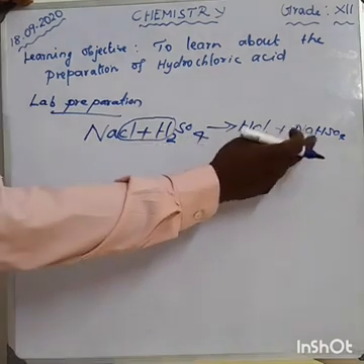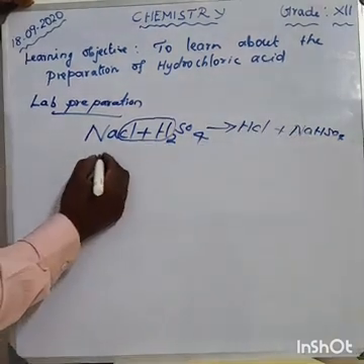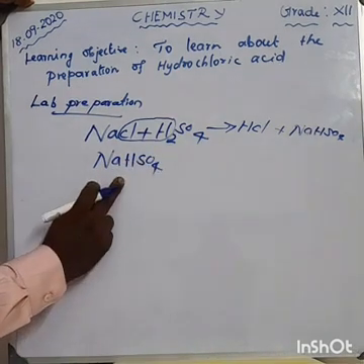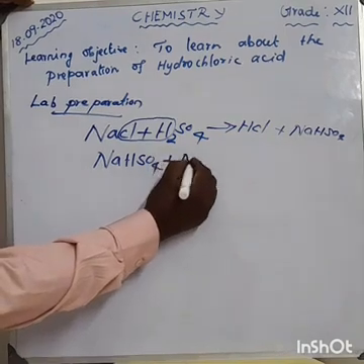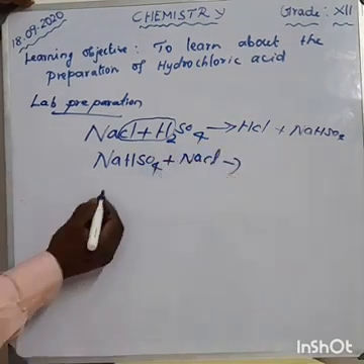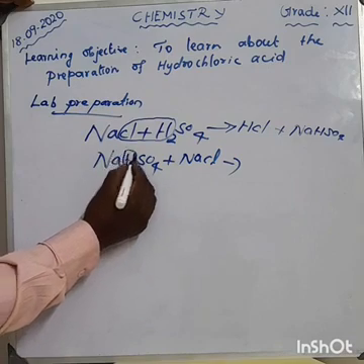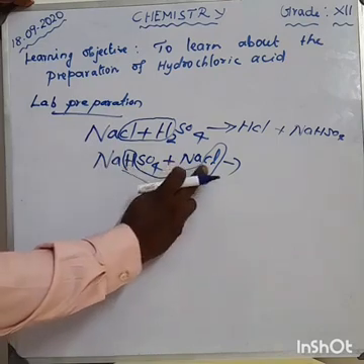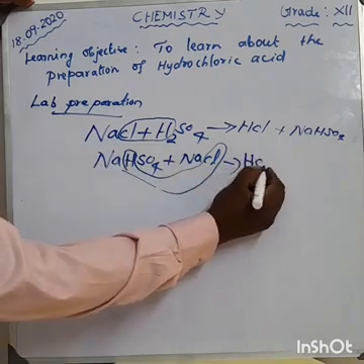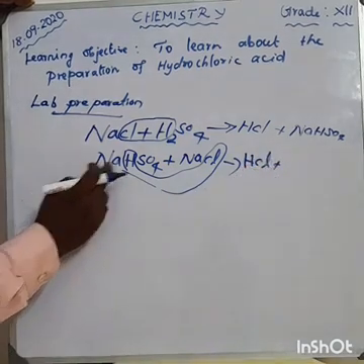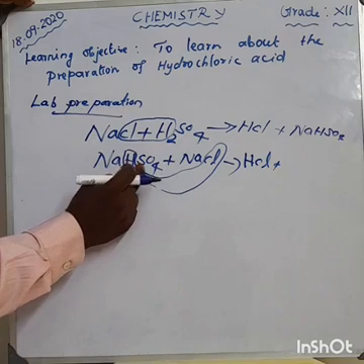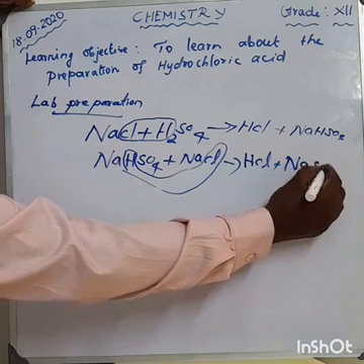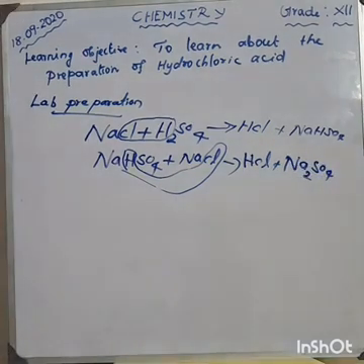Next one. From sodium hydrogen sulfate, the formula is NaHSO4. The sodium hydrogen sulfate reacts with sodium chloride. What's the product? One of the hydrogen combines with the chlorine to form HCl. HCl plus what's the remaining product? 2 Na is there, so Na2SO4. What is Na2SO4? Sodium sulfate.